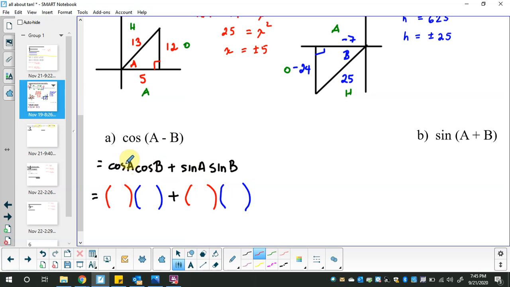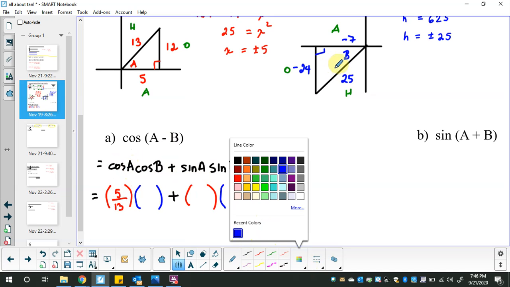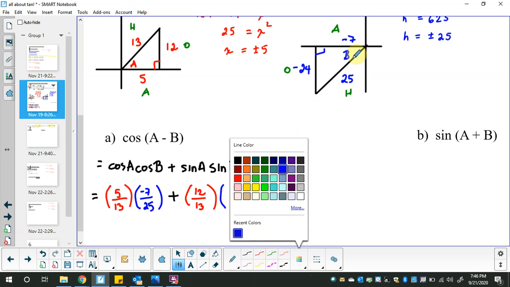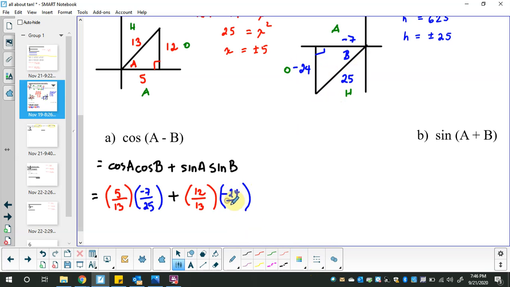You can find cos A. So cos A is adjacent over hypotenuse. And then if you want to, you can skip to cos B. So you go over here and do adjacent over hypotenuse. Plus sign, go back to the red if you like, or you could do all the red at the same time and slide them in where they belong. So sine A is opposite over hypotenuse, and sine B is opposite over hypotenuse, so negative 24 over 25.